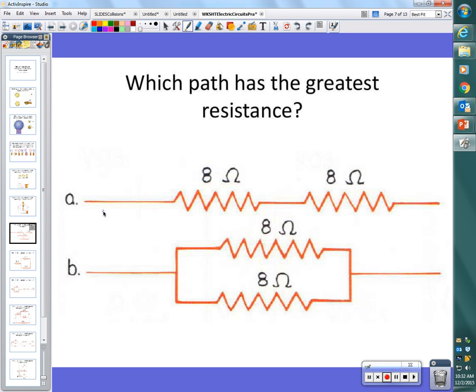Now, let's talk about, okay, so as far as the answer to this question goes, A has the greatest resistance. Let's talk about something that we introduced yesterday, but we didn't quite get all the way through it. And that's the idea of equivalent resistance.